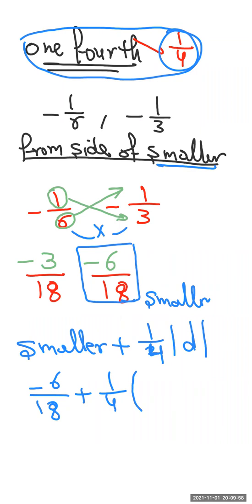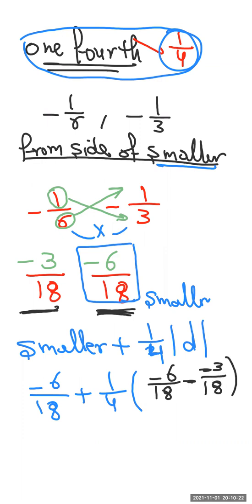Okay, how can we get the distance? Now I will show you. Where are the two numbers? This one and this one. So the distance means the difference between them. So just subtract: -6/18 minus -3/18. Correct?